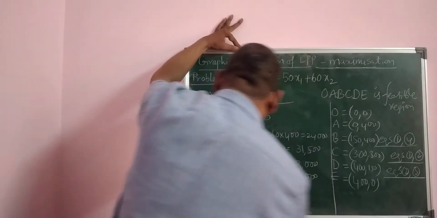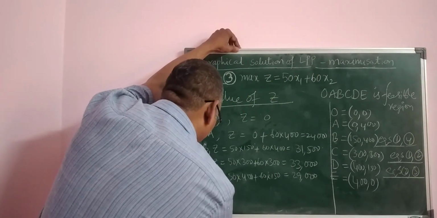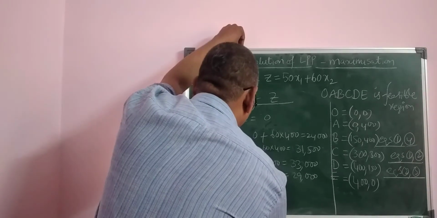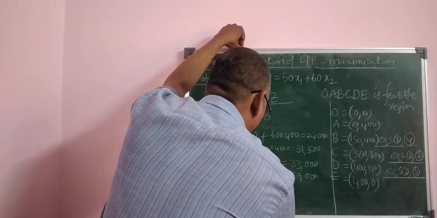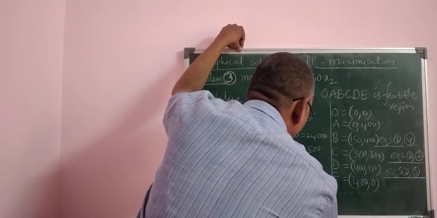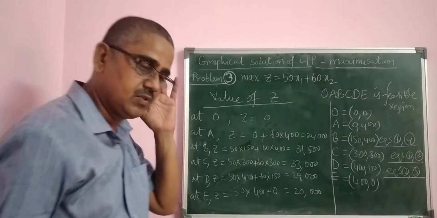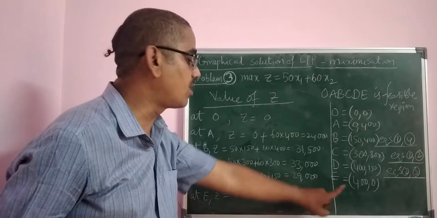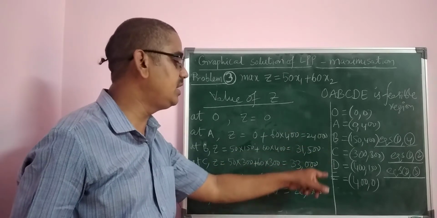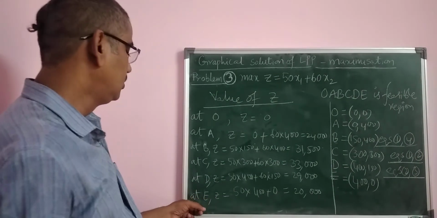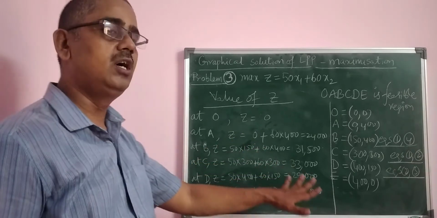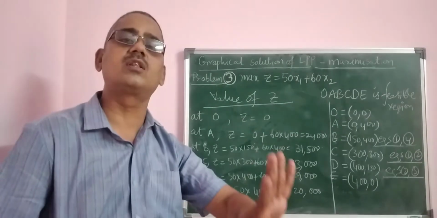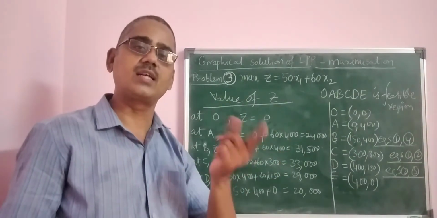You calculate all the values with the help of a calculator. At E, 400, z is 50 multiplied by 400 plus 0, which is 20,000. So these are the values we have to identify. We have to calculate the value of z at each and every corner point: O, A, B, C, D, E. Among these values, one is the maximum and one is the minimum. That is the intention, to calculate the maximum or minimum value.